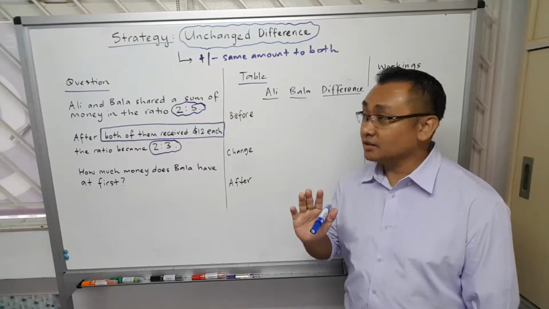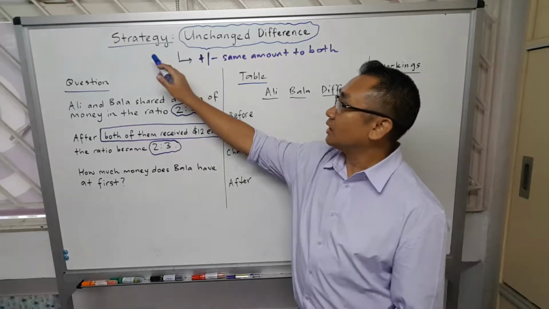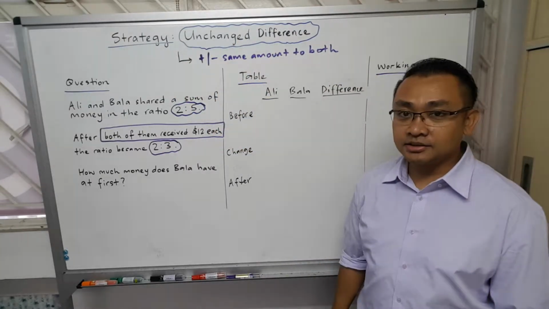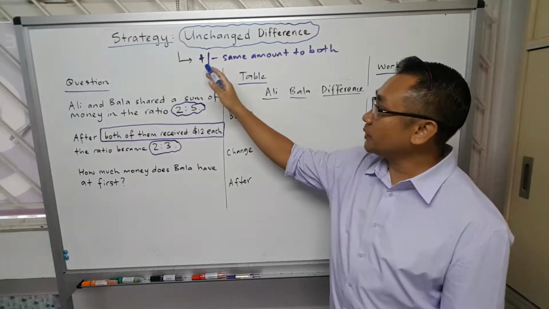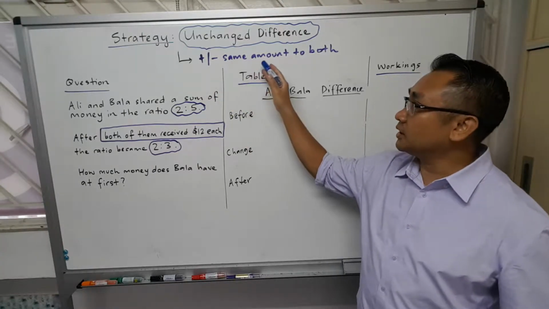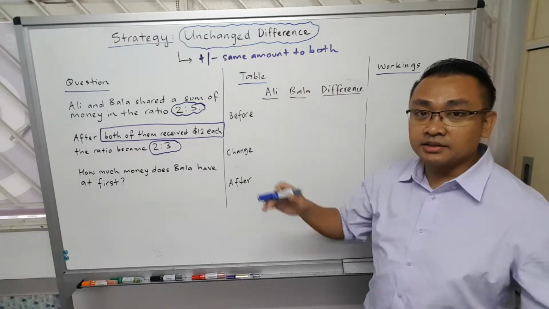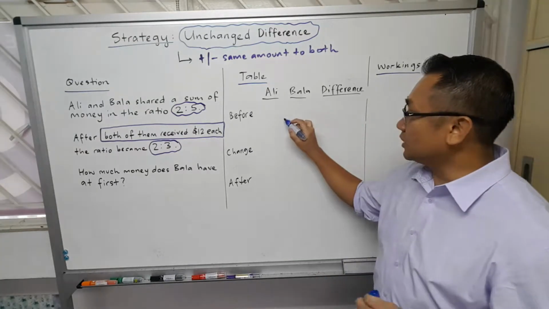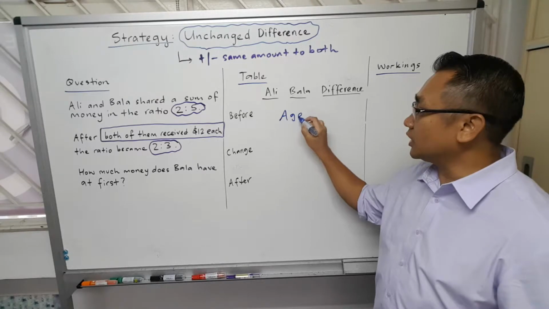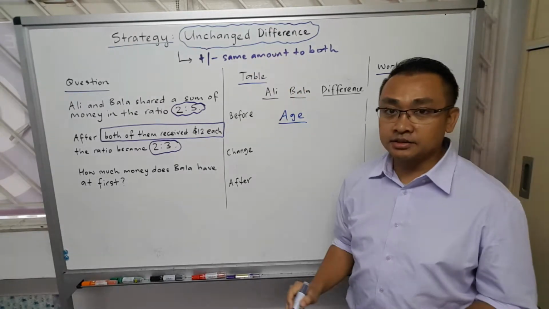Hello. In this video we are going to learn how to use the strategy called unchanged difference. So when will you get unchanged difference? You have to remember, when you add or subtract the same amount to both quantities, the difference will remain unchanged. For example, in word problems involving age, you will always get unchanged difference.